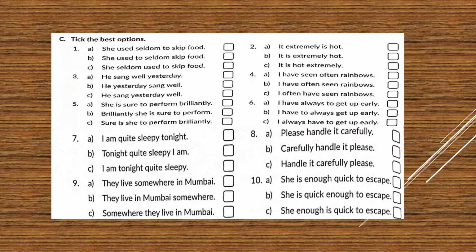Coming to the third one. He sang well yesterday. He yesterday sang well. He sang yesterday well. Just now I told you, adverb of manner and then adverb of time. He sang well yesterday. Coming to question number 4. I have seen often rainbows. Wrong. I have often seen rainbows. Correct. I have often seen rainbows is correct.